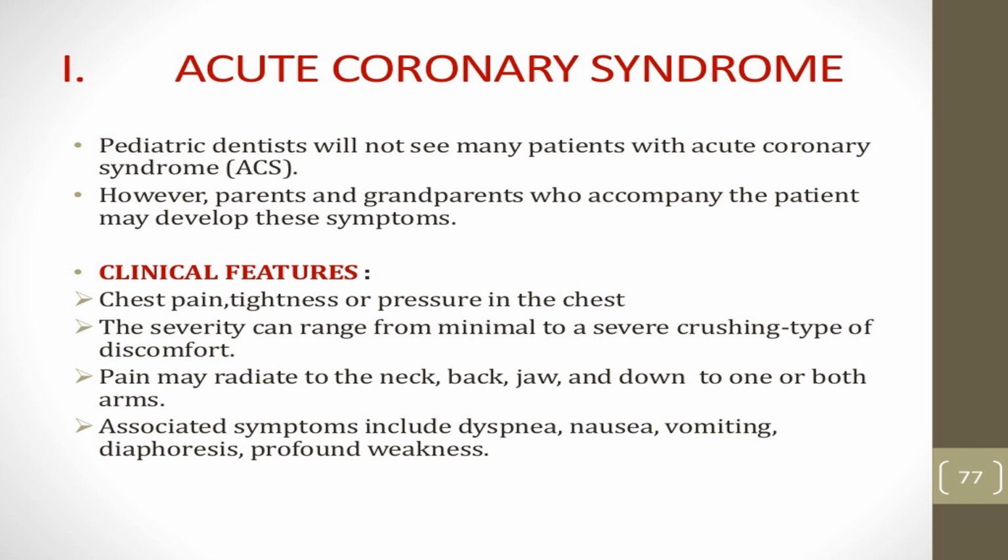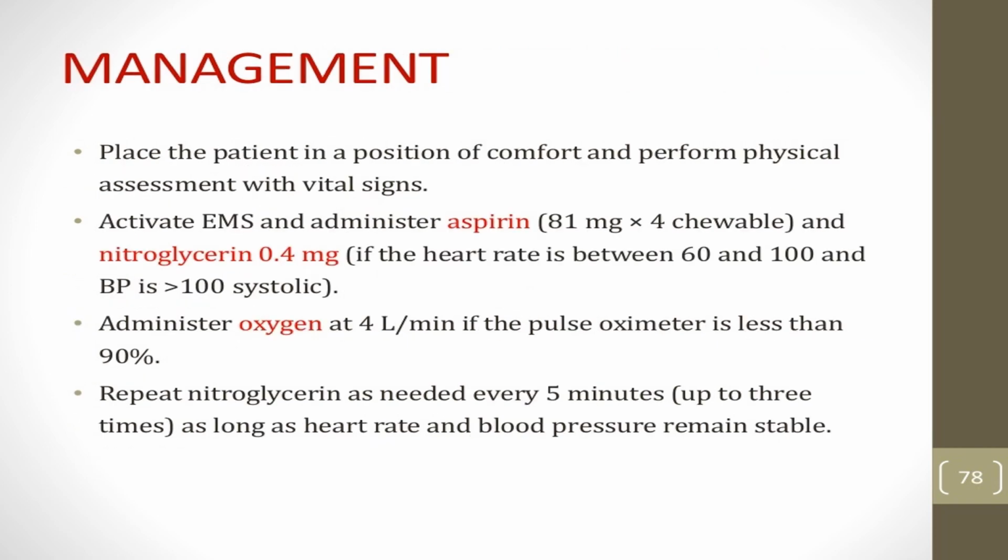Clinical features: chest pain, tightness, or pressure in the chest. The severity can range from minimal to a severe crushing type of discomfort. Pain may radiate to the neck, back, jaw, and down to one or both arms. Associated symptoms include dyspnea, nausea, vomiting, diaphoresis, profound weakness.